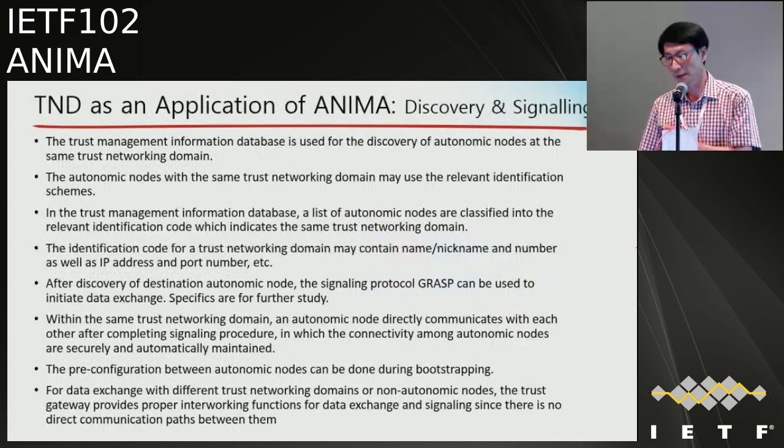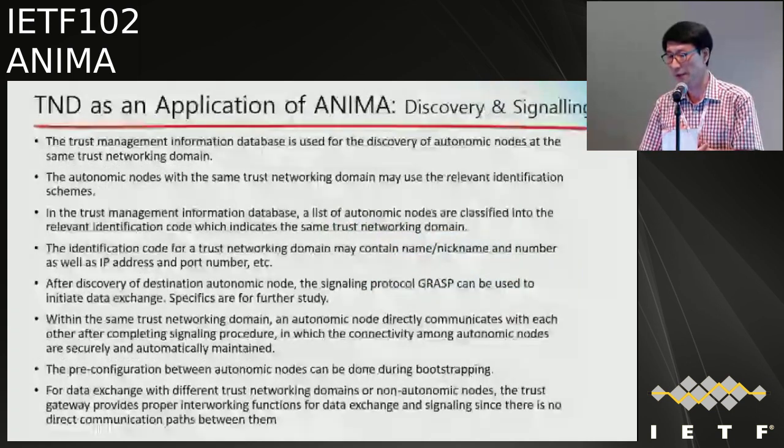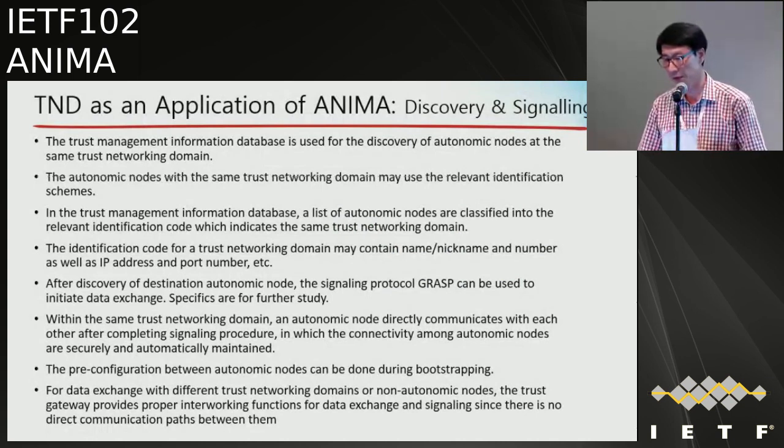The next step is to discover and signal between the nodes within the trust networking domain. The trust management information database is used for discovery of autonomic nodes. From the signaling point of view, since this group has already defined the GRASP protocol for signaling purposes, we can utilize the existing mechanism for communicating between the nodes. If any specific extensions are needed, we need to consider them, but that is for further study. Okay, next slide, please.